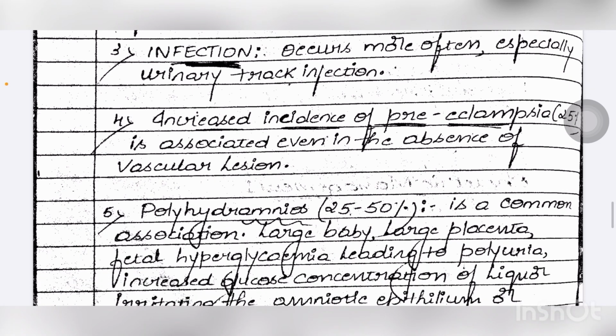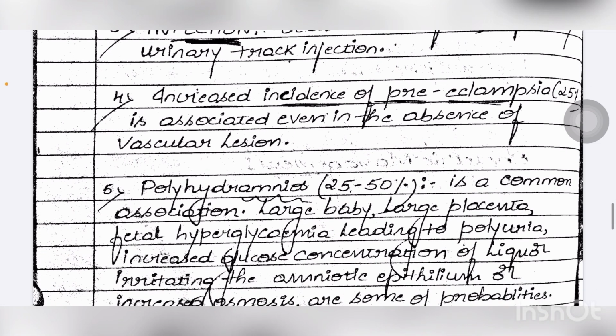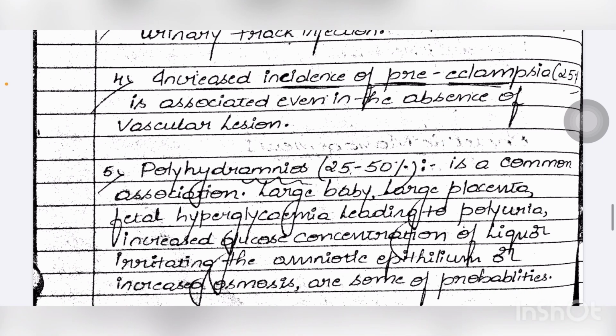Fifth is polyhydramnios. It is a common association. Large baby, large placenta, fetal hyperglycemia leading to polyuria, increased glucose concentration of liquor irritating the amniotic epithelium, or increased osmosis are some of the probabilities. Sixth is maternal distress, which may be due to the combined effects of an oversized fetus and polyhydramnios.